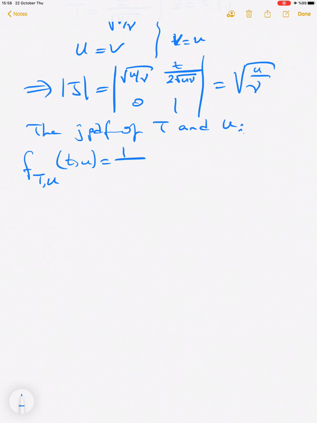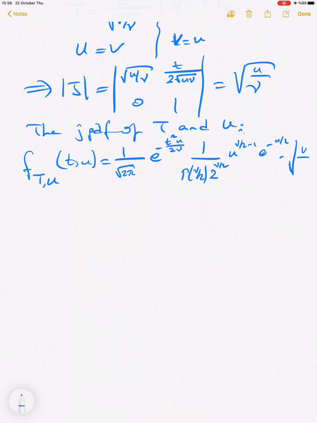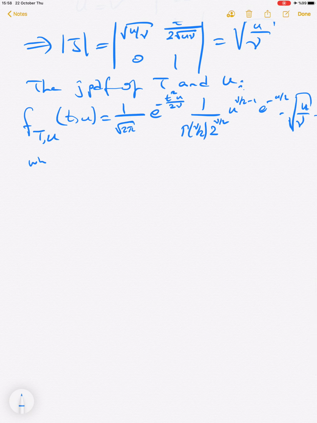Okay, so then we have the square root of 2 pi, and then we have e to the minus t squared u over 2 nu, and then the gamma function of nu over 2, 2 to the nu over 2, u to the nu over 2 minus 1, e to the minus u over 2, and multiply with the Jacobian. Here our t is from minus infinity to infinity, and our u is positive.